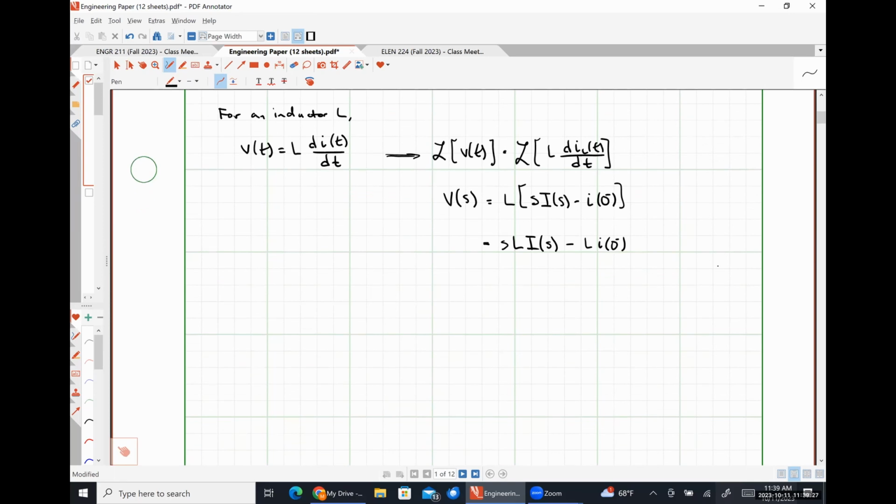So once again, I think a picture will kind of help describe what's going on here. If we had an inductor in the time domain whose value was L, we would have the voltage drop V of t, the current I of t, and the relationship V is equal to L di by dt.